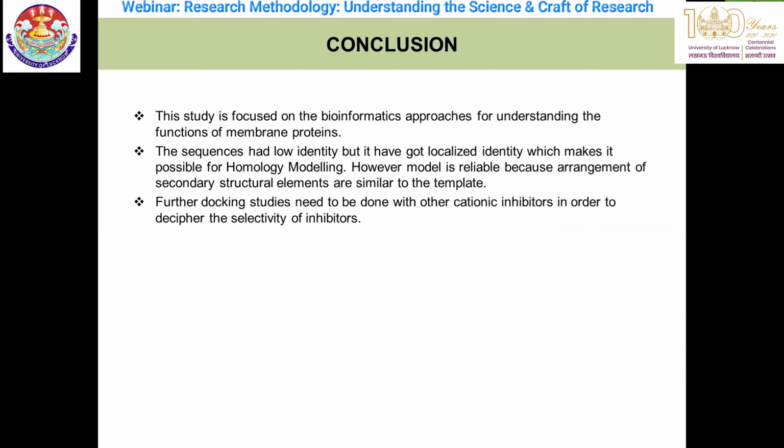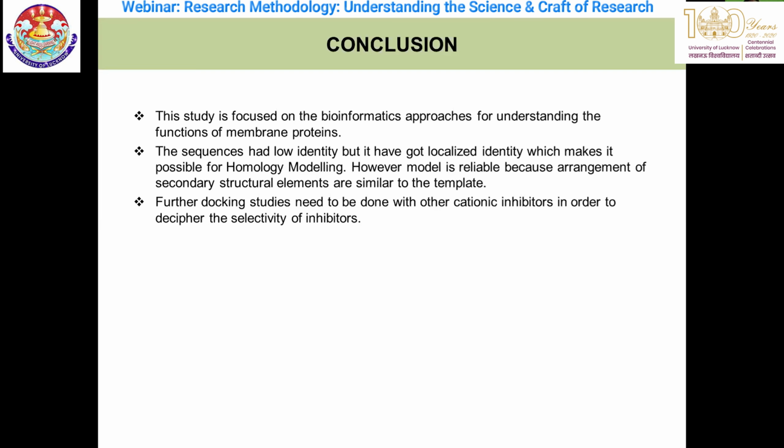Of course, I have shown homology modeling needs 30% identity between the template and the query sequence. But in my case, it was 12.1% identity and 24% similarity. But we have selected this because of the localized identity and localized similarity throughout the sequence. And it is a pentamer, so you can select it. When the protein is large, you can go for homology modeling, but we have to see whether it is localized or not. And I need to study more about the cationic inhibitors, and these studies are going on right now. And at last I want to end this.